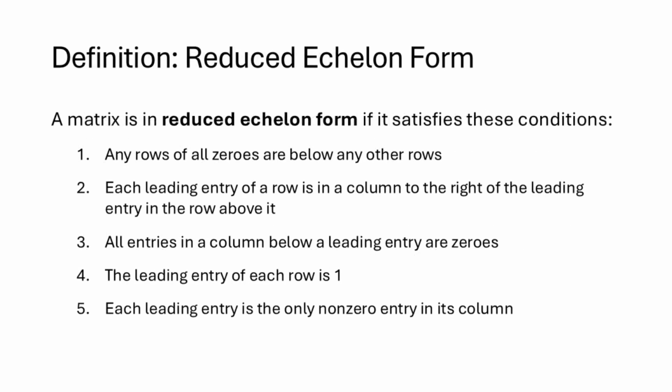Well, again, we have conditions, and in this case we have 5 conditions, the first 3 of which are the same conditions that we use for echelon form. Condition 4 says that the leading entry of each row has to be 1, not just a non-zero entry, but exactly the number 1. And condition 5 says that each leading entry has to be the only non-zero entry in its column. Or in other words, our leading entries have to have zeros below and above them in our matrix.